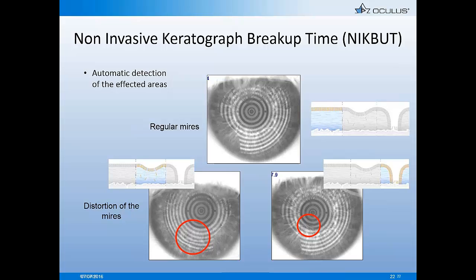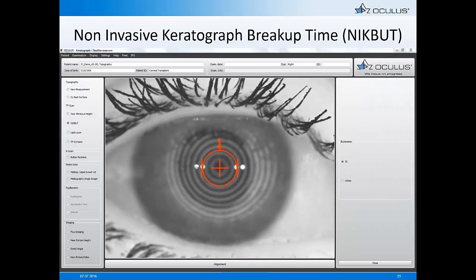Just to fill everybody in a little more on what the non-invasive breakup time is, we're basically projecting Mires onto the tear film, and then we're looking for distortion in those Mires during a video, and that's going to tell us that the tear film broke up at that time. So it's a pretty easy test to do.